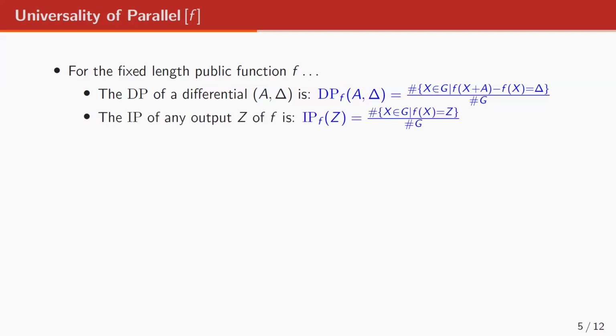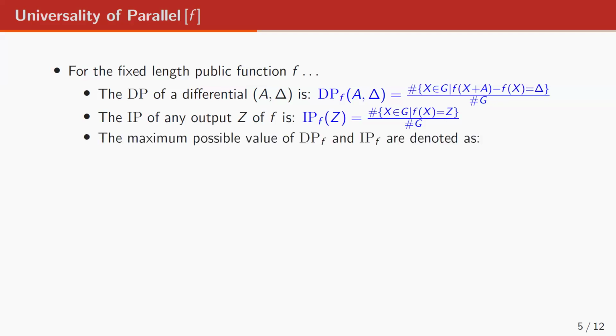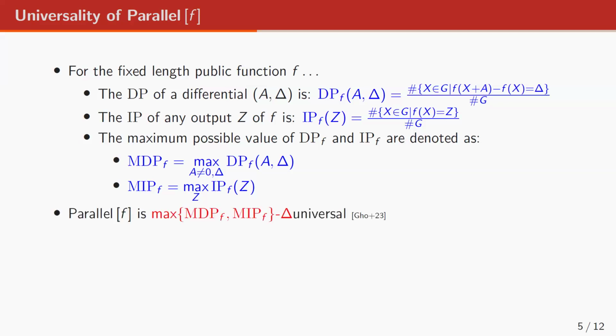And the other notion that we need is that of IP, which is the image probability. This is just that if you have an output Z, then the IP of Z is simply the number of pre-images of Z divided by the number of possible inputs. Now, we denote the maximum possible value of DP and IP as MDP and MIP respectively, where for MDP, we take the maximum over all possible differentials with a non-zero input difference. And for MIP, we take the maximum over all possible outputs.